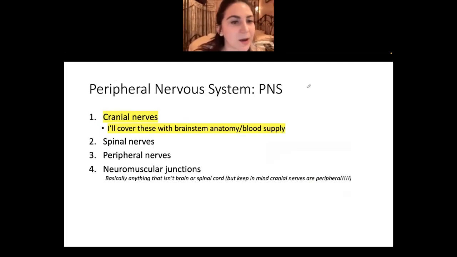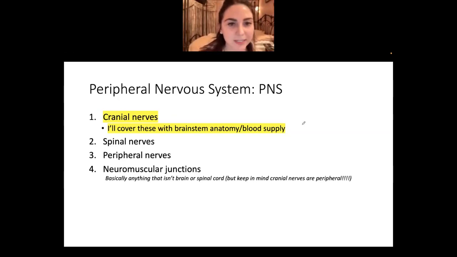And then the peripheral nervous system, this is going to be the PNS. Something interesting is that the cranial nerves are actually a part of the peripheral nervous system. I highlighted this because people don't remember that, because the cranial nerves are basically up in your brainstem, which is all the way up here. People think of the spinal nerves, the peripheral nerves, neuromuscular junctions, the muscular aspect of the nervous system, the extremities, but don't forget cranial nerves are a part of the peripheral nervous system. They're not a part of the brain or the spinal cord technically.